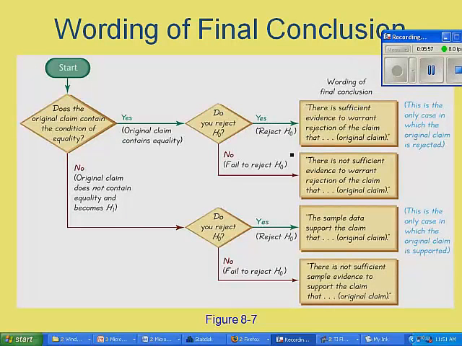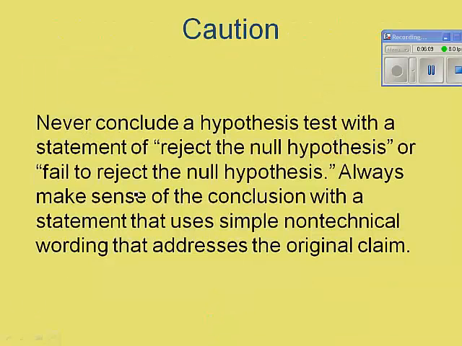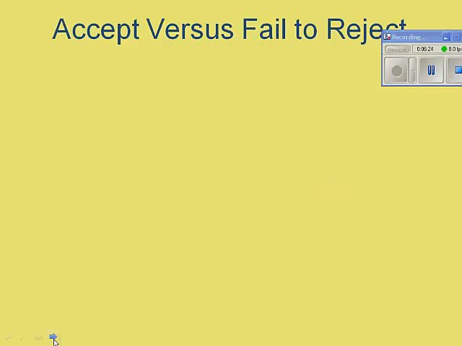I'm about out of time. This is in your book, a nice little checklist of how to word the final conclusion, and you'll get practice on that as you do the homework. But please don't make this the final thing you write on your homework: reject the null hypothesis. No, don't do that. Write something in English that tells me you understand what you just did, what you just proved.